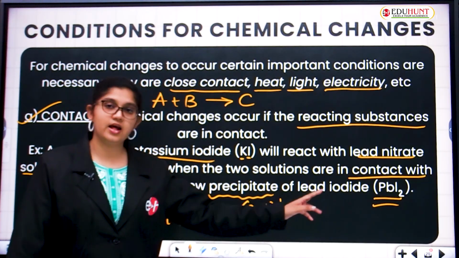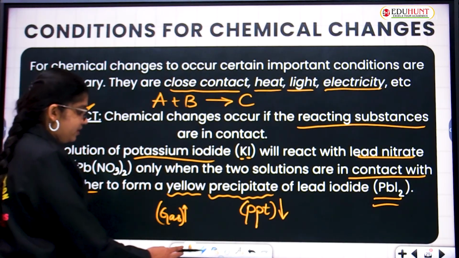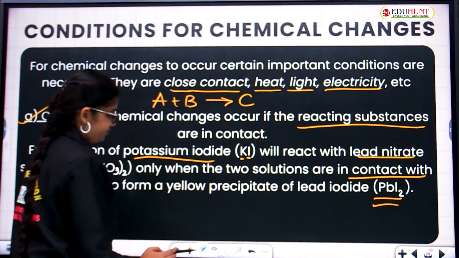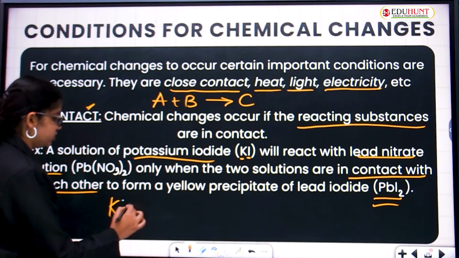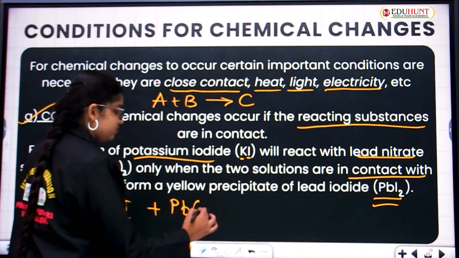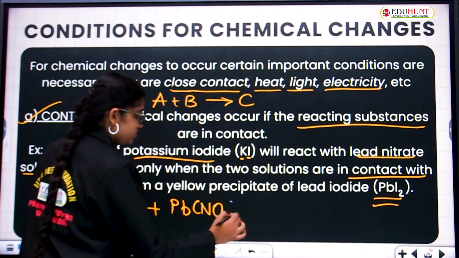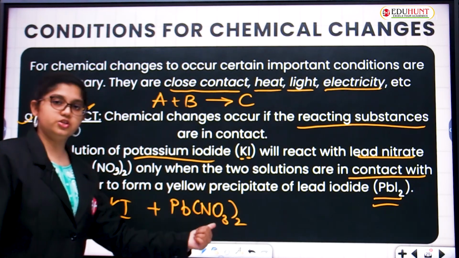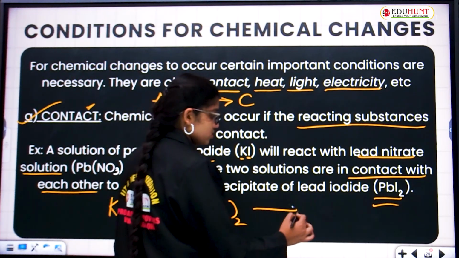So simply the equation goes like this, children. I'll represent it here. There is potassium iodide reacting with lead nitrate solution. So potassium iodide solution plus lead nitrate solution gives rise to what?